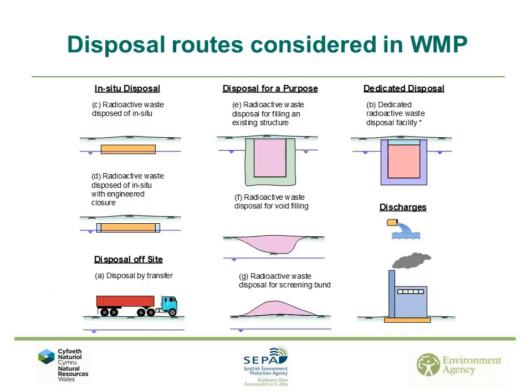Disposal routes considered in the Waste Management Plan. When identifying the optimised disposal solutions for a particular waste stream, the Waste Management Plan should consider all radioactive waste disposal routes, including disposal by transfer off-site to another permitted facility, disposal by emplacement on-site, such as void filling, disposal by deliberately leaving radioactive waste in situ, and disposals of liquid and gaseous radioactive waste by discharge to the local environment.